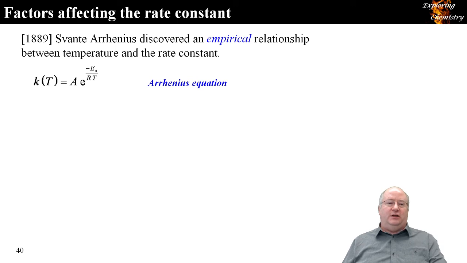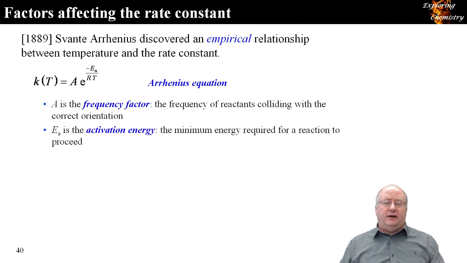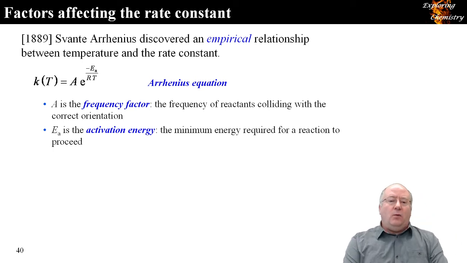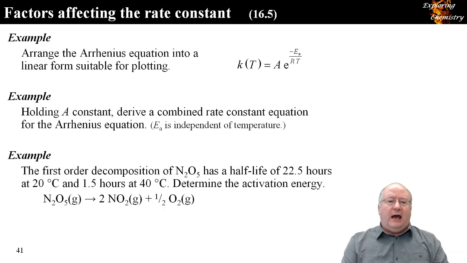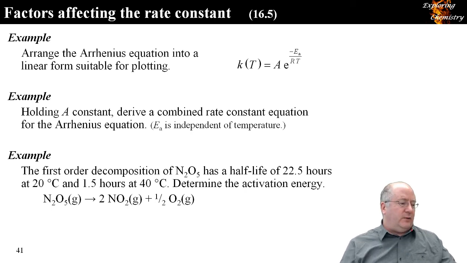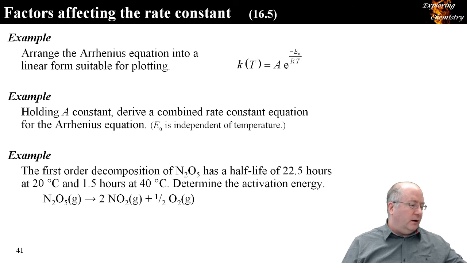We have the Arrhenius equation, which tells you that K, which is a function of temperature, is equal to A times e to the minus EA over RT, where A is the frequency factor, which is the frequency of reactants colliding with the correct orientation. This will make sense in a few slides. EA is the activation energy, the minimum energy required for a reaction to proceed. Again, this will make more sense in a few slides. Right now, what I want to do is take the Arrhenius equation and go through these examples. First, we're going to arrange the Arrhenius equation in a way that is suitable for plotting.